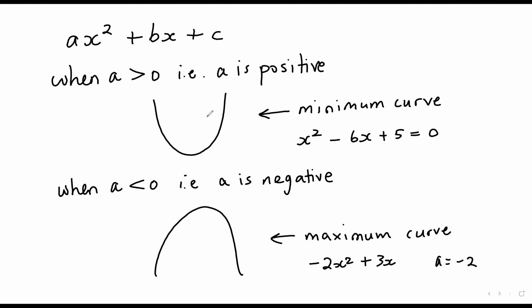So in this example that I stated here, x squared minus 6x plus 5, a here is 1, which is positive. It's greater than 0, so you have a minimum curve. All right, so let's look at the features of the quadratic curve now. I'm just going to draw two axes. This is my y-axis and this is my x-axis. So this is y and this is x.